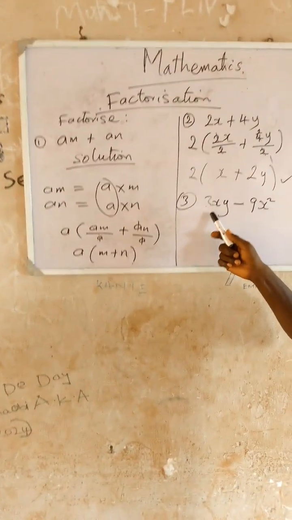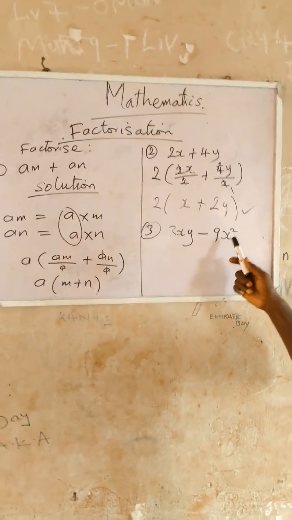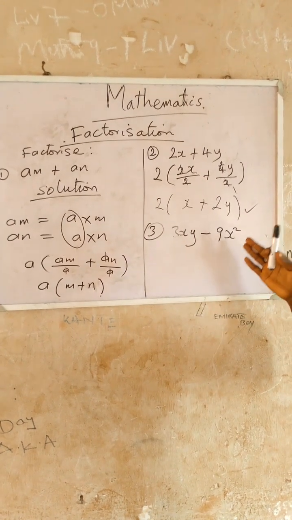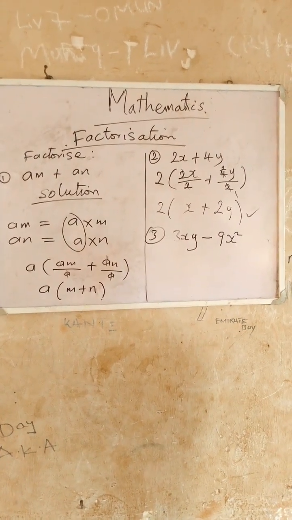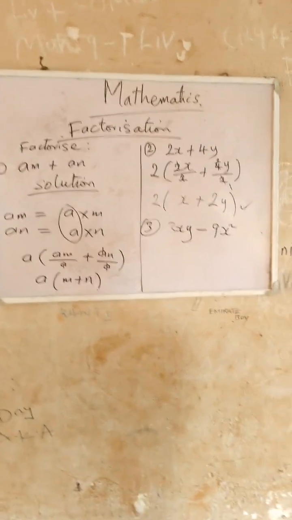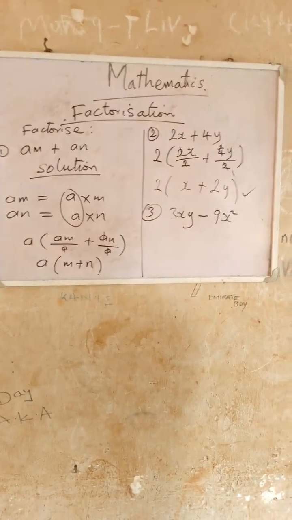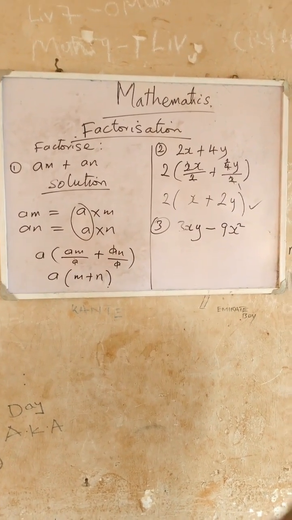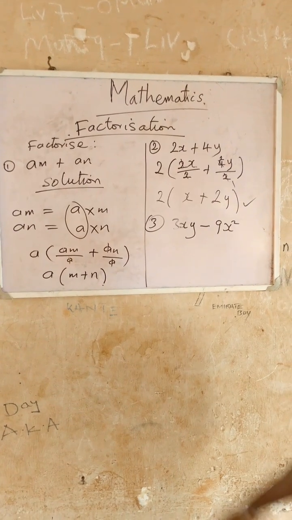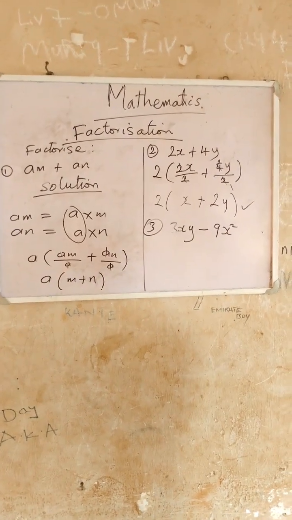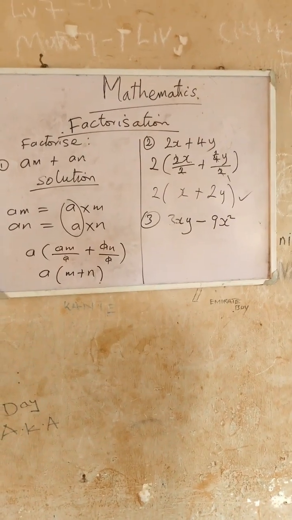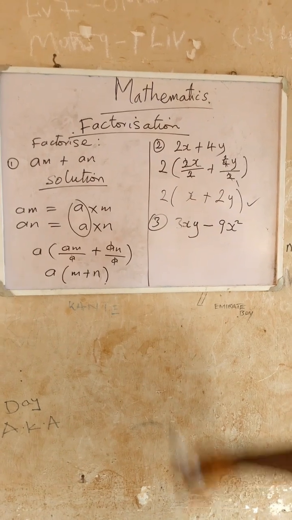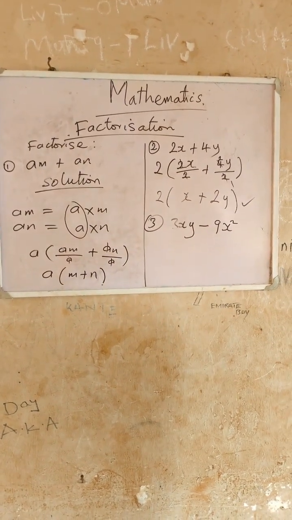Find the HCF of 3xy and 9x squared. Please, when you finish, let me know you have finished working. The highest common factor of 3xy and 9x squared. What is the answer? What is the HCF? X. Okay, are you sure it's x?